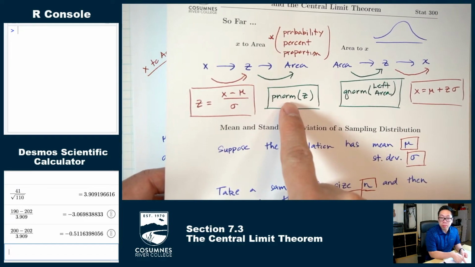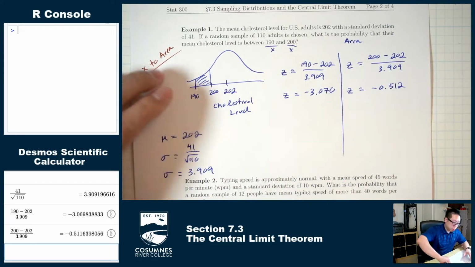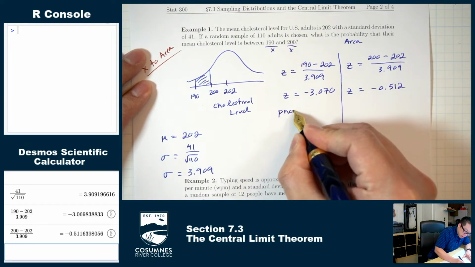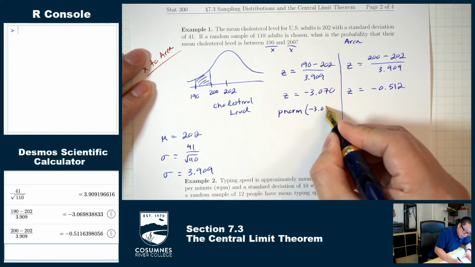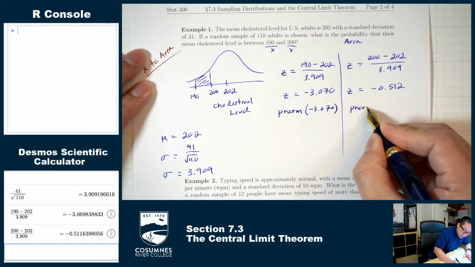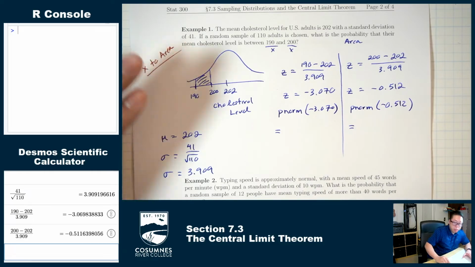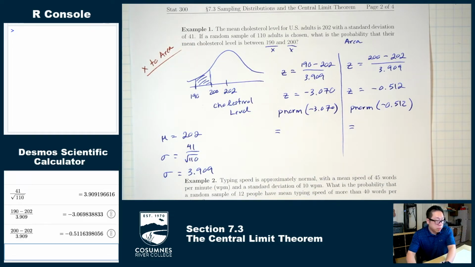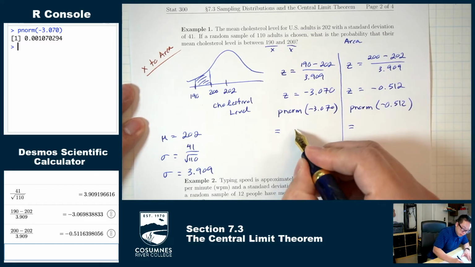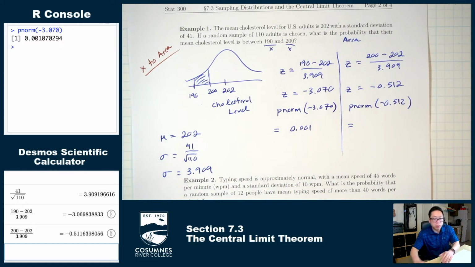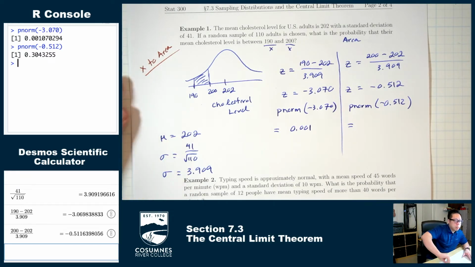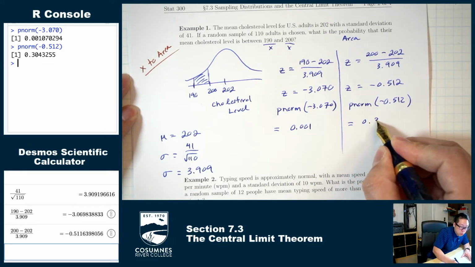Next step is to do p-norm on both of my z's. So we're going to p-norm this negative 3.070, and then we're going to p-norm negative 0.512. And this you do in R. So in R, p-norm negative 3.070. That's 0.001. Okay, p-norm negative 0.512. Rounded to 3 decimal places here, 0.304.